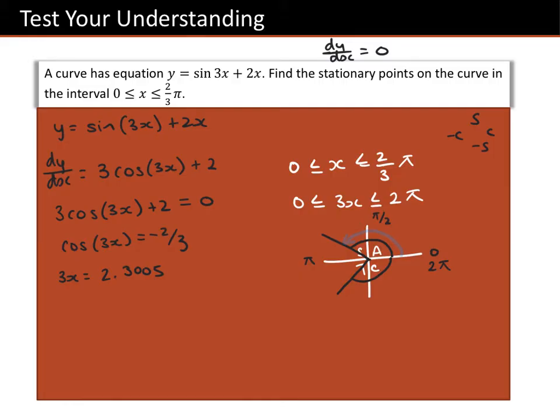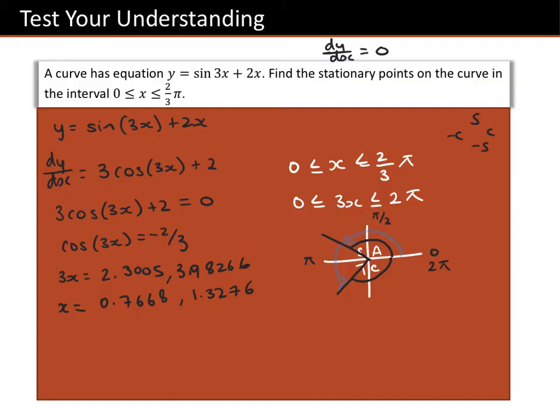So we know that's our first one, okay? Then, if we go around, where's our next angle? Here. How could I get to this angle? 2 pi minus the answer. So 2 shift pi minus the answer is going to give me 3.98266, okay? So now I've got my values, and it's not going to go again within the interval 0 and 2 pi. So I'm going to divide these values by 3. So I'm going to get 0.7668 and 1.3276. Brilliant. So I've got two values for x.